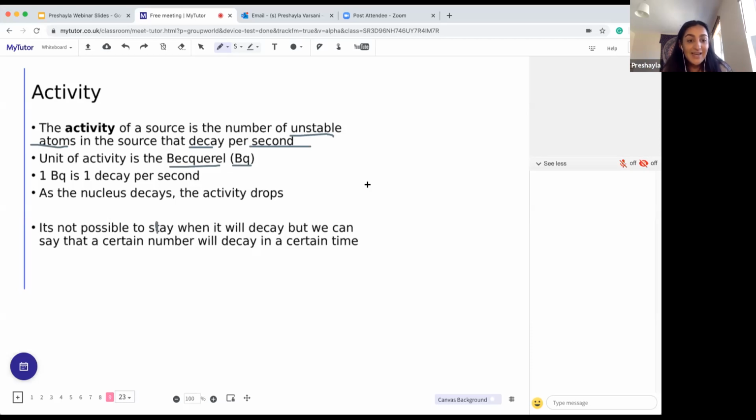We cannot tell when our source will decay, it's a completely random process. But what we can say is that a certain number will decay in a certain time. So we can't say when, but we can say that we think that a certain number will probably decay in this amount of time because there are so many.